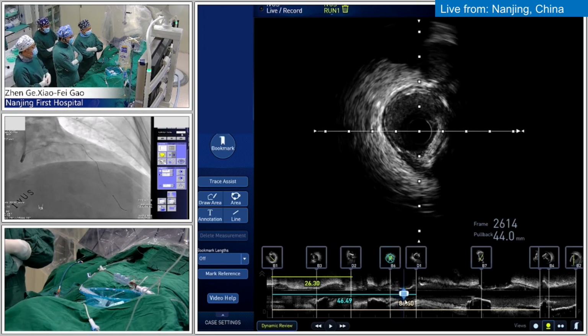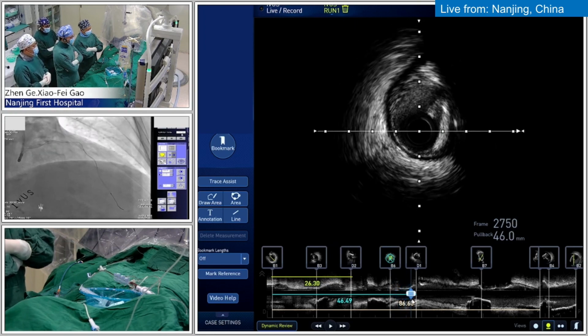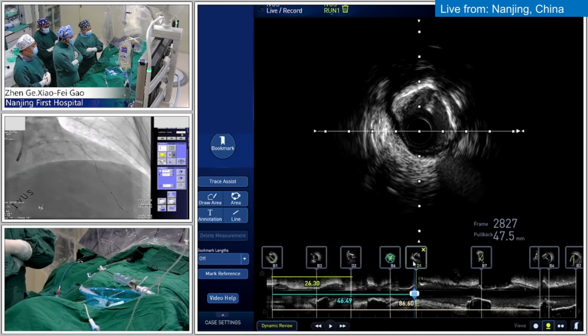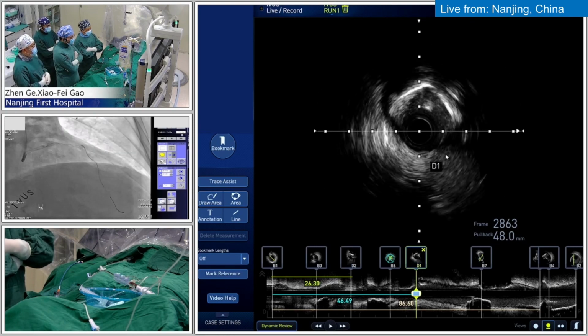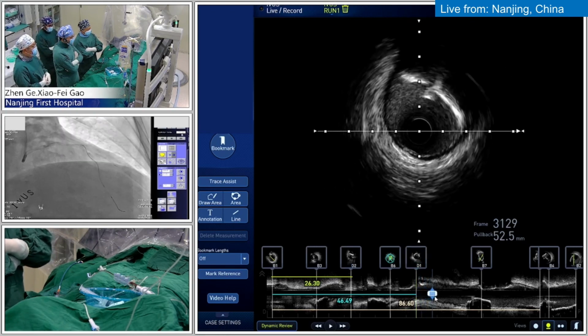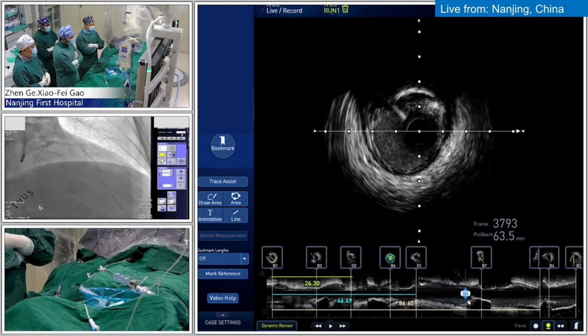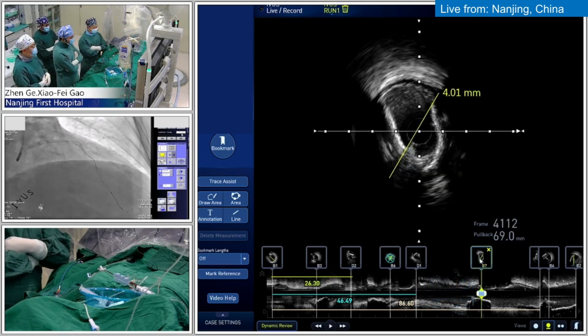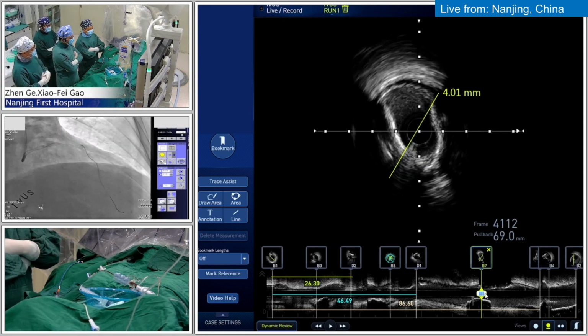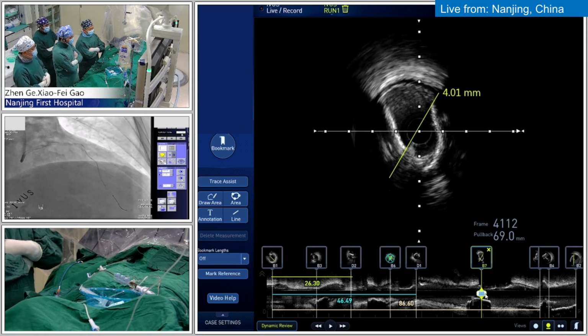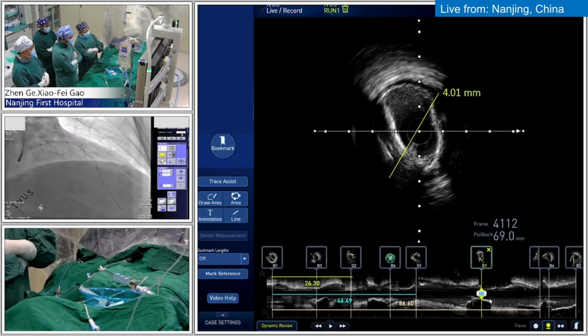Then going on pullback, here we can find another side branch, and this is the LAD and the first diagonal bifurcation. Here we can see the ostium of the diagonal is normal too. Then pullback. This is the proximal LAD, and the proximal LAD vessel diameter is about 4.0 millimeter. Here in the proximal LAD, the plaque is a calcified plaque, and the calcification angle is about 270 degrees.